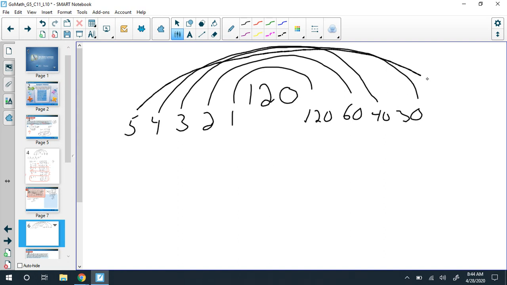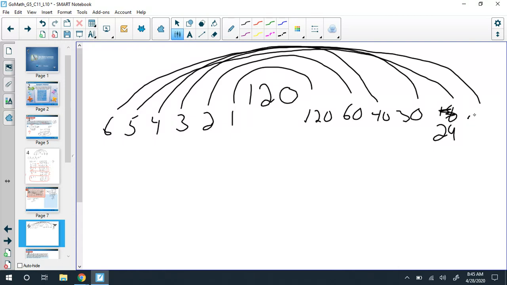5 goes into 120. I think it's 18 times, right? Because 5 times 8 is 40, and 5 times 10 is 50, and 50 plus 40. Ooh, that's not right. That's only 90. No, it's 24 times. Sorry. We all make mistakes, right? So we get 5 times 24, 6 times 20. We end up with a whole lot of factors here, right?